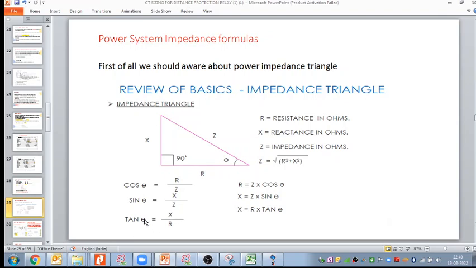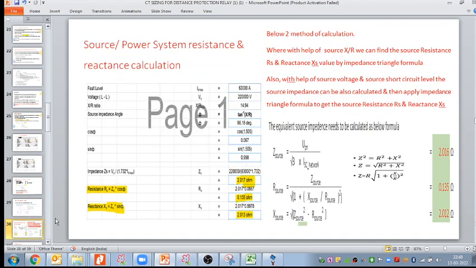Yeah, so theta is tan inverse X by R, which we know. We can find out the theta. If we know the theta, we can find out the R, and we can find out this X also. Okay, so coming to this here, theta is tan inverse X by R, so theta is tan inverse 14.94.